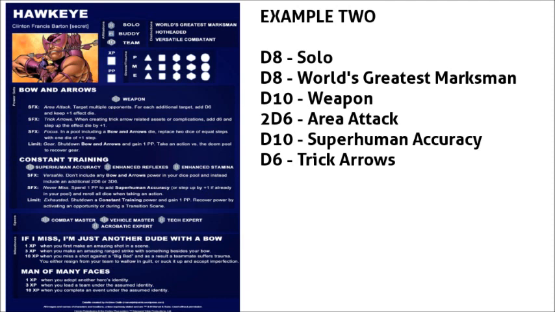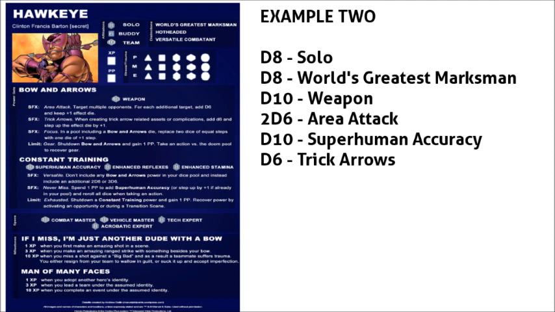He grabs superhuman accuracy die at D10. The pool from powers is currently 2d10 and 2d6. We're going to add another d6 from trick arrows, and remember to step up all our effect die, right? So now we can apply focus. Not bad. We'll be keeping 3 effect die and stepping each one up.